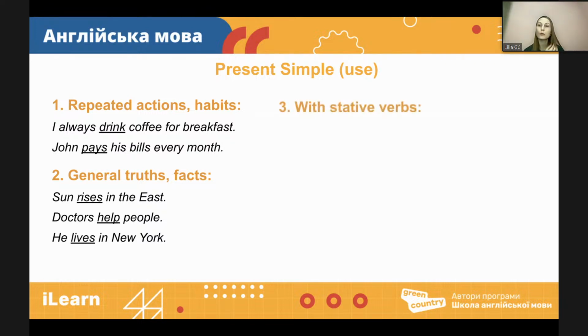And also, we use it with stative verbs. For example, if they express some emotions, we cannot say I'm hating. We usually say I hate or I love something. For example, she likes sushi. Can we say she is liking sushi? No, we cannot. It would be incorrect.